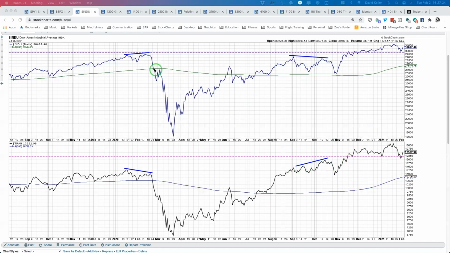The idea here is looking for non-confirmation, where one of them does not make a new high when the other does. And the final thing would be a breakdown when they fail to hold a previous support level and transition from making higher highs and higher lows to lower highs and lower lows. That's what I would be looking for right now on the chart of the Dow Industrials and the Dow Transports, or what we call Dow Theory.